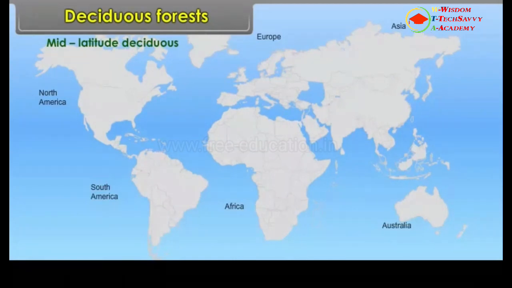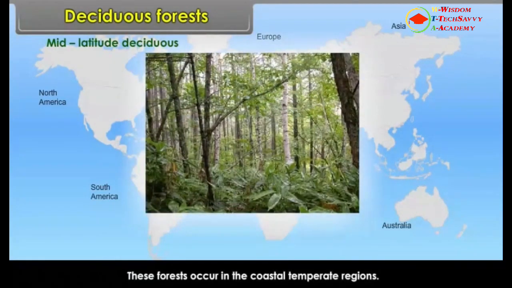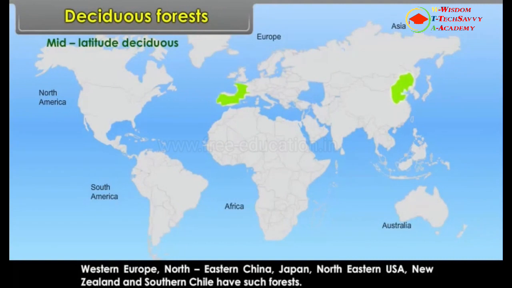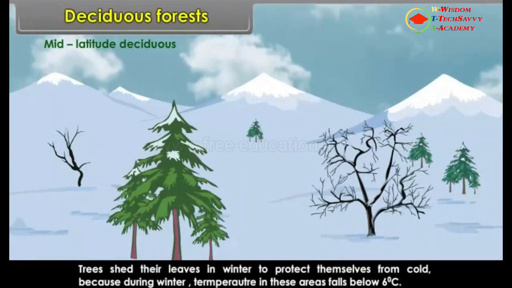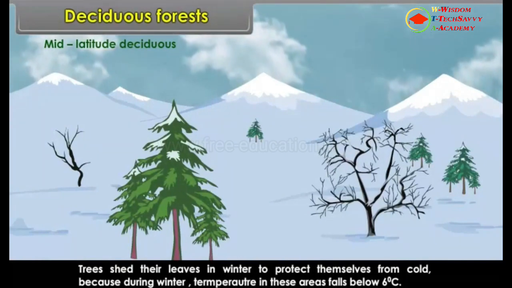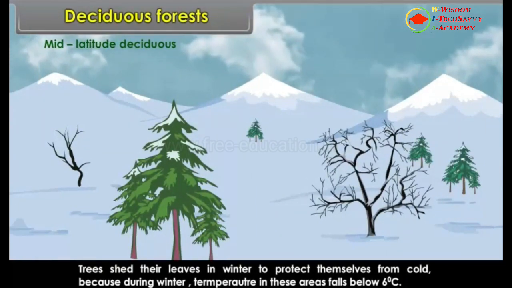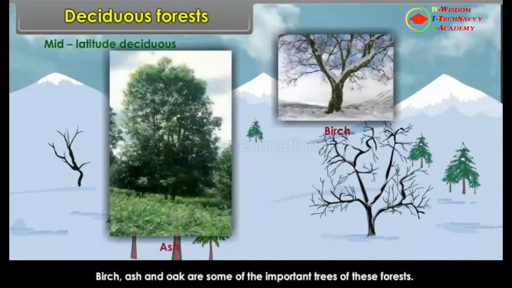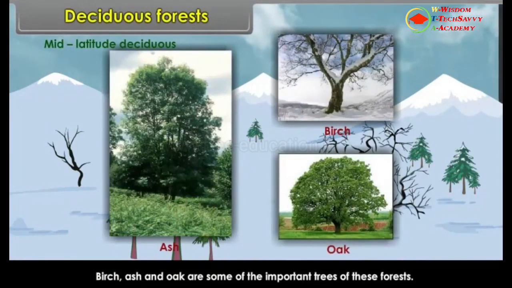Mid-latitude deciduous. These forests occur in the coastal temperate regions. Western Europe, northeastern China, Japan, northeastern USA, New Zealand, and southern Chile have such forests. Trees shed their leaves in winter to protect themselves from cold, because during winter, temperature in these areas falls below 6 degrees Celsius. Birch, ash and oak are some of the important trees of these forests.